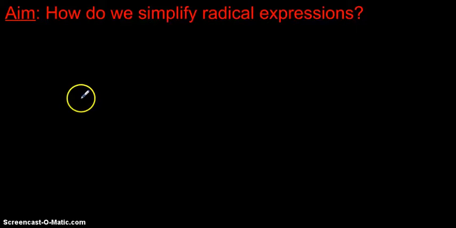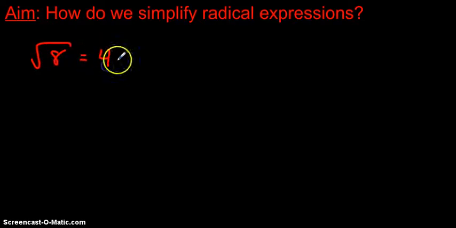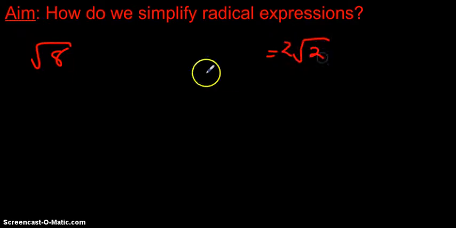Alright, so earlier on we looked at simplifying radicals, but specifically those were square roots. So the square root of 8 would become 2 radical 2. I'm going to show you two ways to do it.